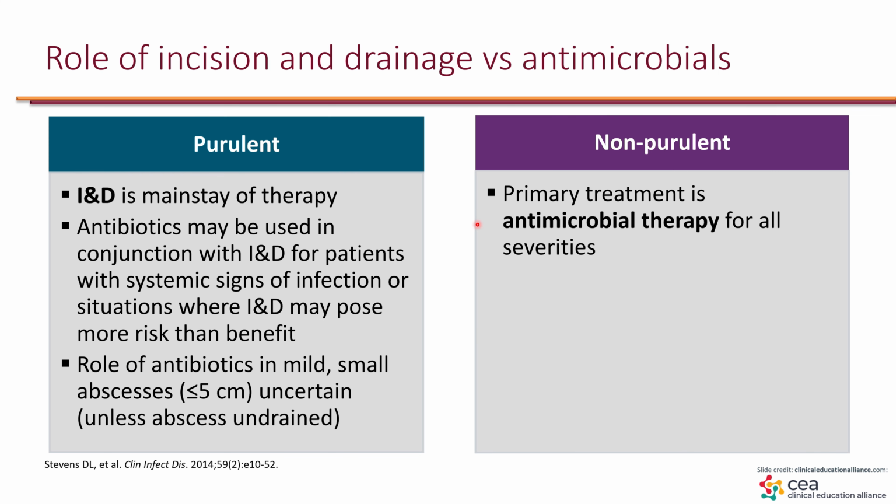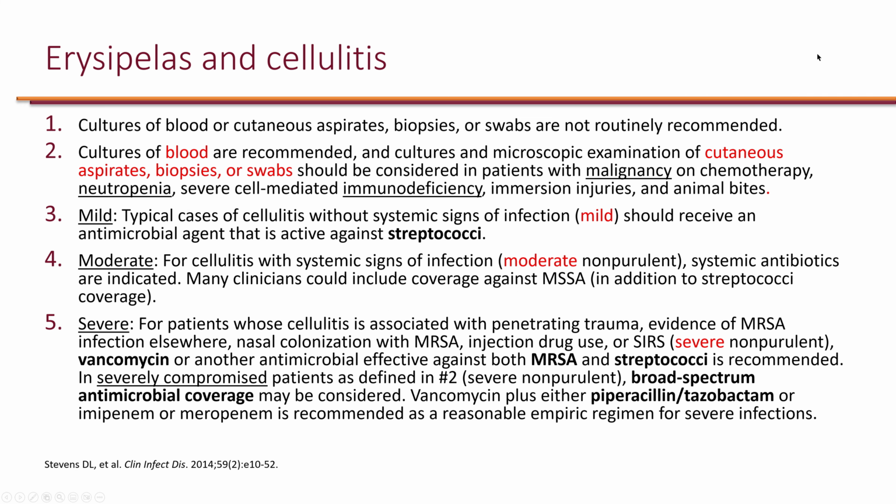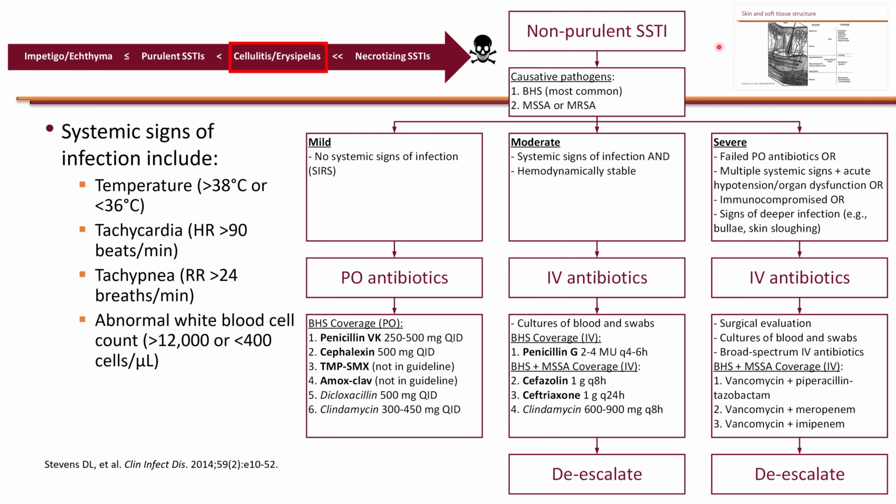Now, before we move on to non-purulent skin and soft tissue infection, I want to emphasize the role of incision and drainage, or incision and debridement. So essentially, in purulent infection, incision and drainage or debridement is the mainstay of therapy, whereas for non-purulent, because there is no pus, for the most part, it's really antibiotic therapy, the cornerstone of treatment.